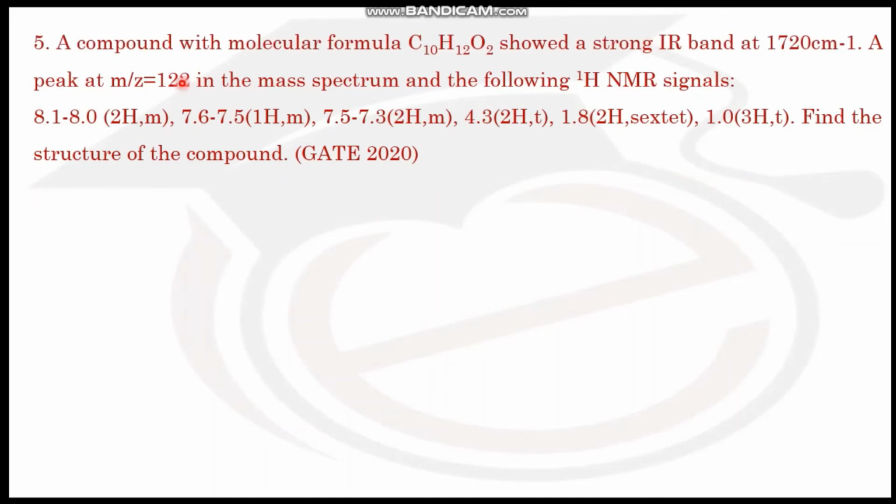Now the last question. The compound with the molecular formula C10H12O2 showed a strong IR band at 1720 cm⁻¹, a peak at m/z 122 in the mass spectrum, and the following NMR signals: 8.1, 2 hydrogen multiplet; 7.6 to 7.5, 1 hydrogen multiplet; 7.5 to 7.3, 2 hydrogen multiplet; 4.3, 2 hydrogen triplet; 1.8, 2 hydrogen sextet; and 1, 3 hydrogen triplet. Find the structure of the compound. This question was asked in GATE 2020, and these are the options.